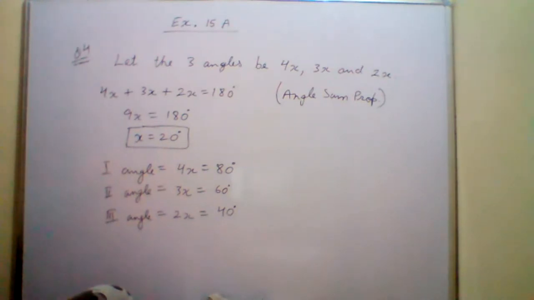Question 5. One of the acute angles of a right triangle is 36 degrees. Acute angle of a right triangle. One of the acute angles of a right triangle is 36 degrees. Do you all know that a right triangle has two acute angles also? Do you all know the meaning of acute angles?